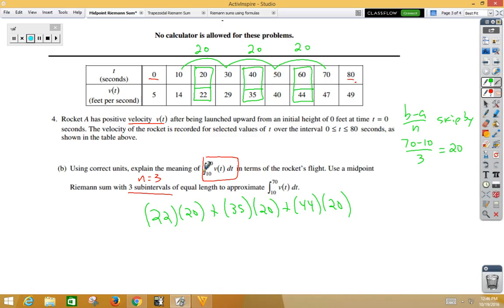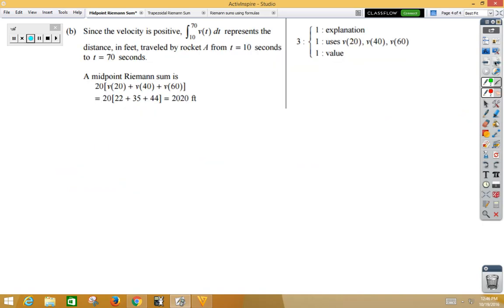Let's take a look at how AP scored this one. Again, 3 points. We've got the distance in feet traveled by the rocket from 10 to 70. So 1 point for the explanation. Our Riemann sum, so 1 point here. Notice they factored out the 20. You don't need to, but you may. And then 1 point for the value.